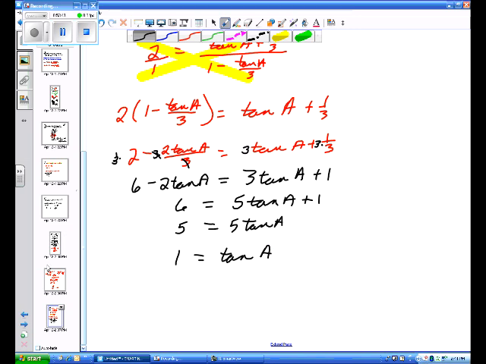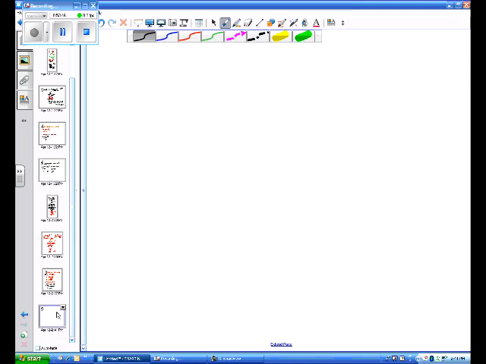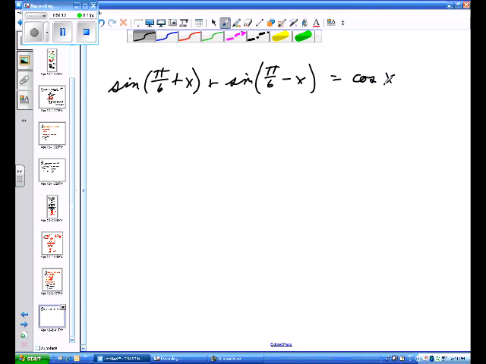Okay, and then we want to look at just some identities to prove. And these will be a little bit different than proving the identities that we have in the past, because most of the time it's going to be a matter of expanding. Let's say we want to prove that the sine of pi over 6 plus x plus the sine of pi over 6 minus x equaled the cosine of x.